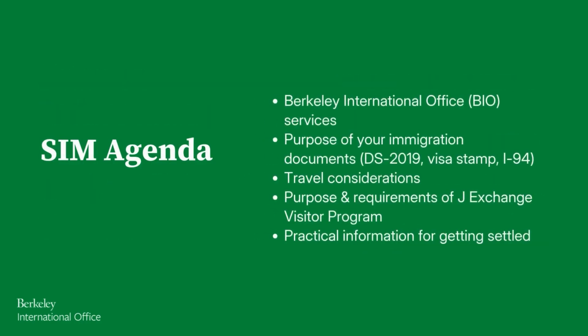This presentation will cover the following items: the Berkeley International Office services and the purpose of your immigration documents, such as your DS 2019, visa stamp, and I-94 admission record. We'll also review travel considerations, the purpose and requirements of the J Exchange Visitor Program, as well as practical information for getting settled. Let's get started.